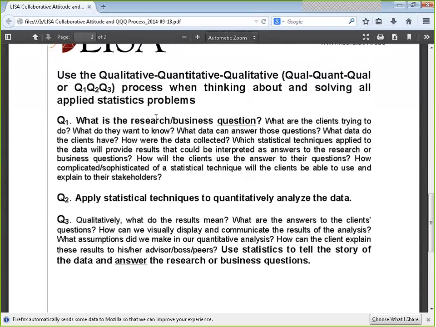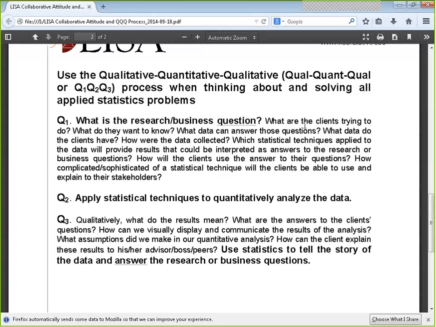What do they really care about? What do they really want to know? So what are the clients trying to do? What do they want to know? What data can answer those questions? Then separately, what data do the clients have? How were those data collected? Which statistical techniques applied to the data will provide results that could be interpreted as answers to the research or business questions? How will the clients actually use the results after the problem is all solved?